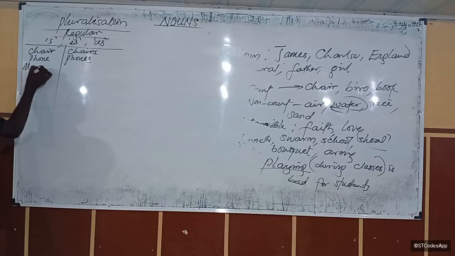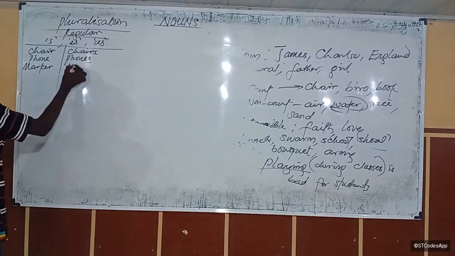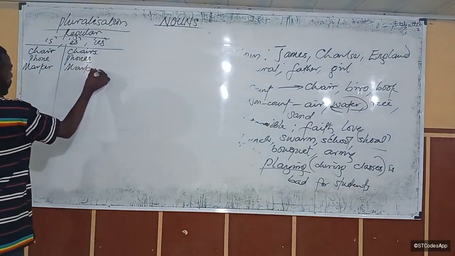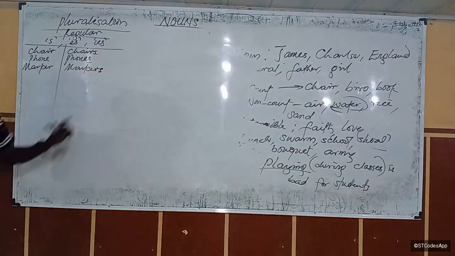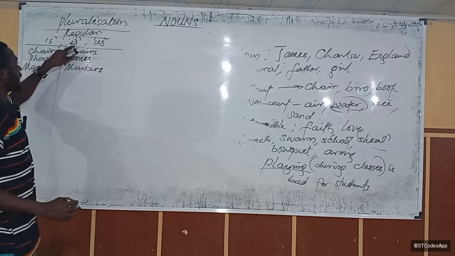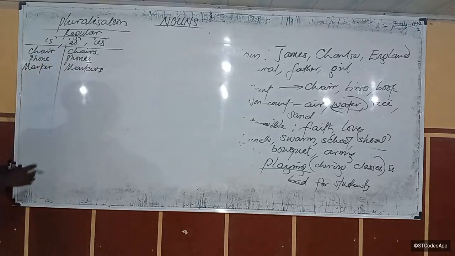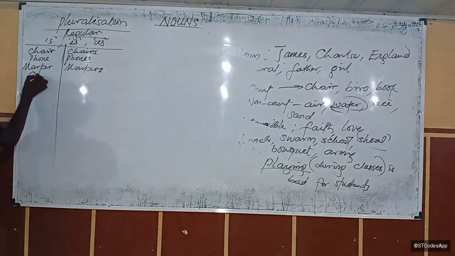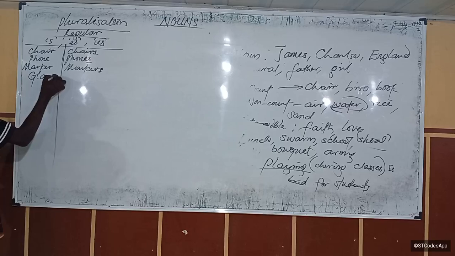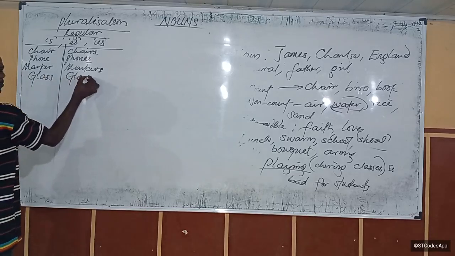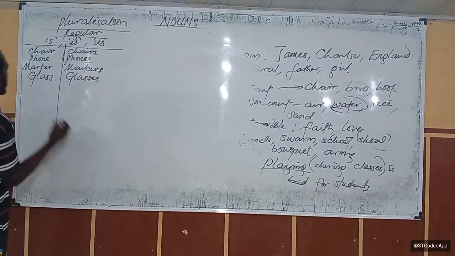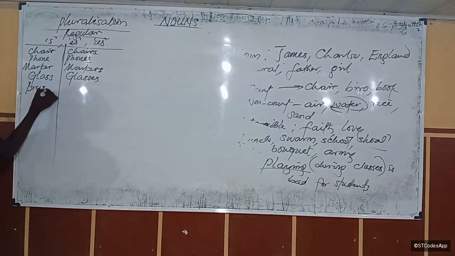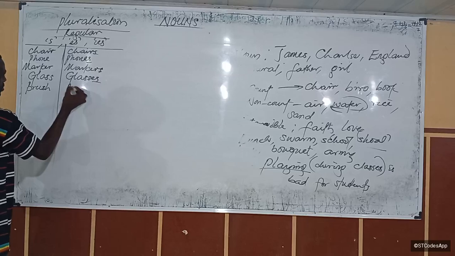Marker. We simply add s: markers. Boy, boys. We simply add s to the root word. Now how about es words? They are usually words ending in s, such as glass. We have glasses. We have brush, and we have brushes.